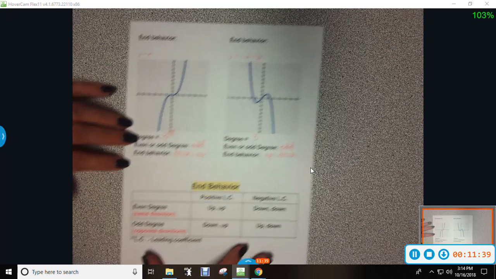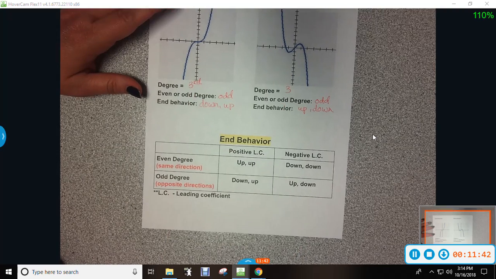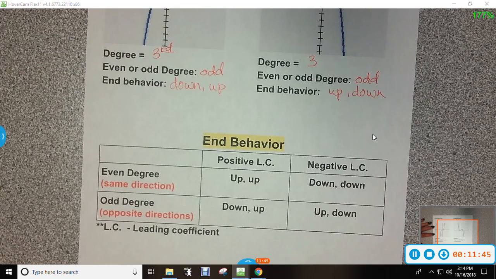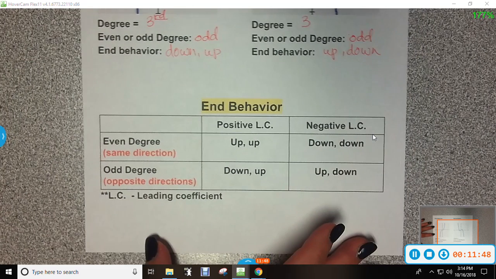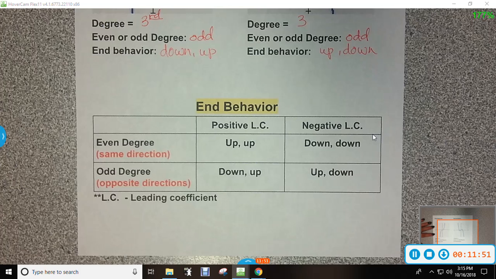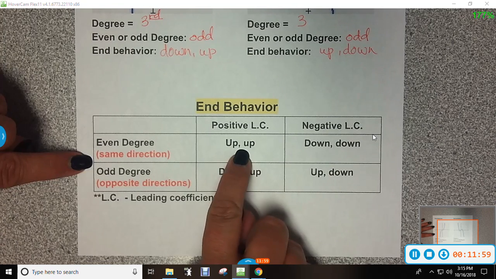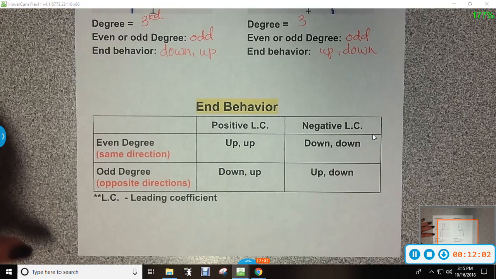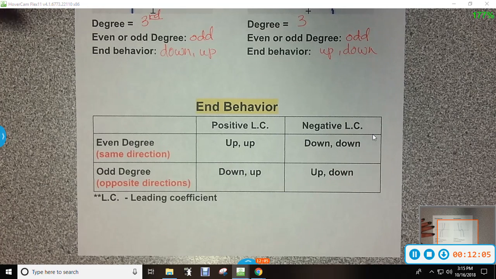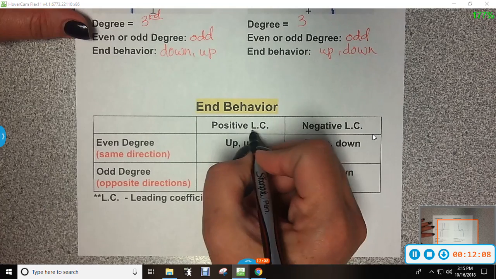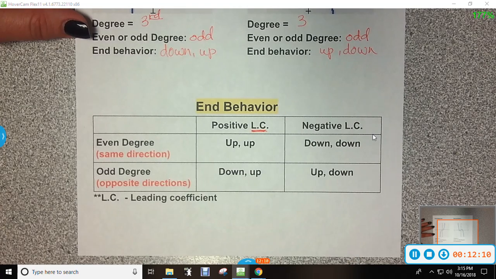So now, here is a chart to summarize all of that. If it is an even degree, it's either going to be up, up, or it's going to be down, down, because they go the same direction. How do you know which one it is from the equation? Well, you look at the leading coefficient. Okay? If the leading coefficient is positive, it's going to be up, up. If the leading coefficient is negative, it's going to be down, down.